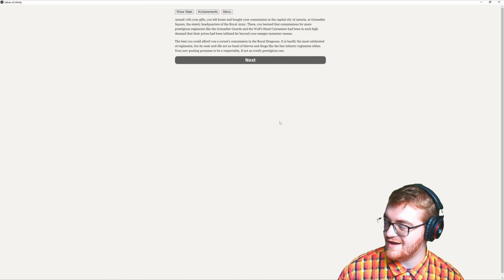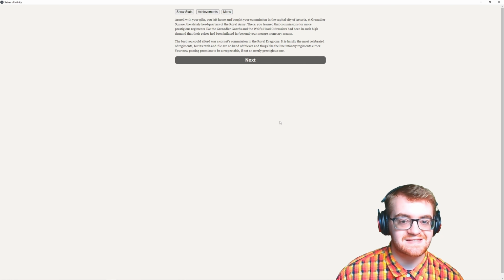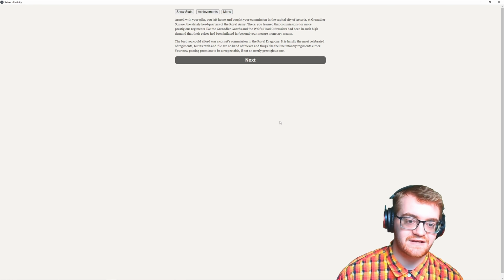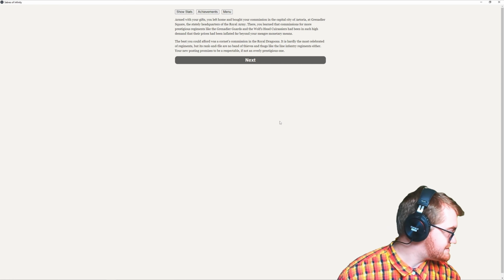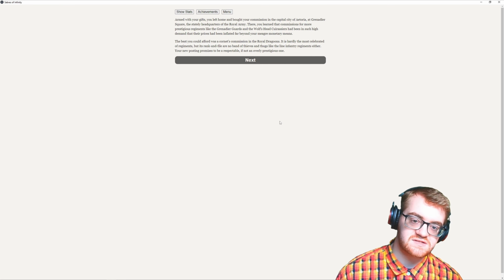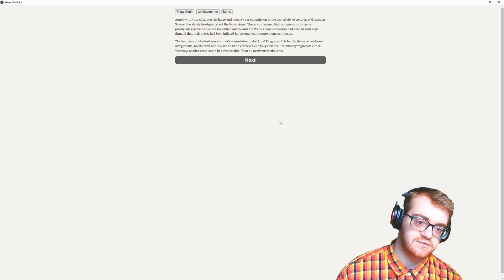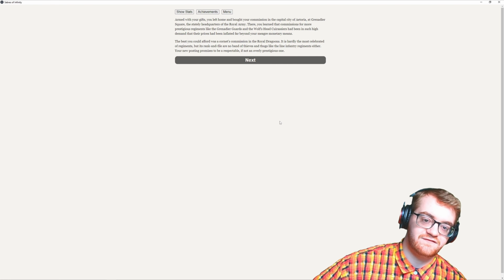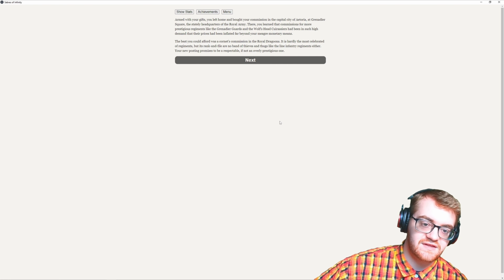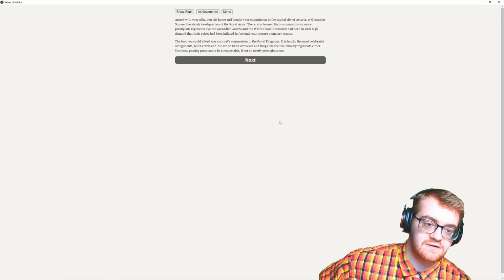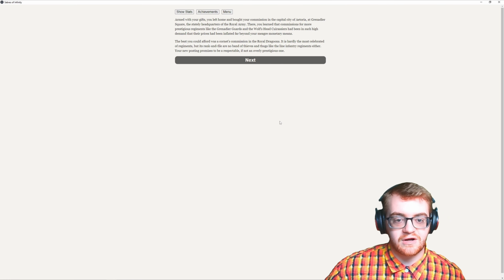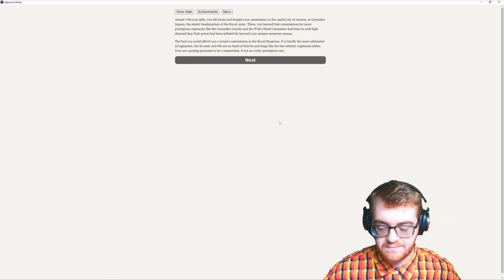Cuirassiers? I have no idea. Had been in such high demand that their prices had been inflated far beyond your meager monetary means. The best you could afford was a cornet's commission in the Royal Dragoons. It is hardly the most celebrated of regiments, but its rank and file are no band of thieves and thugs like the line infantry regiments either. Your new posting promises to be a respectable, if not overly prestigious, one.